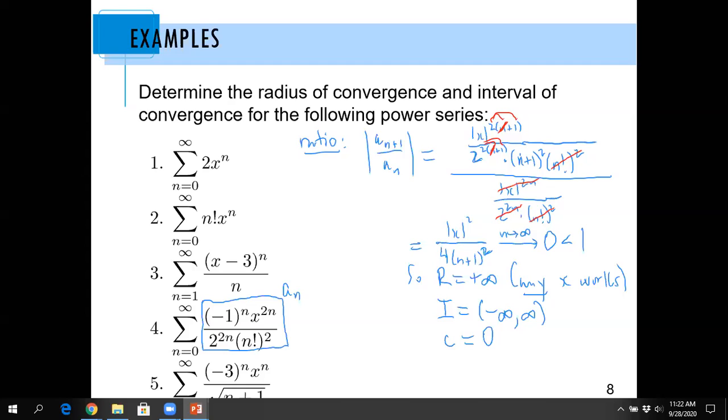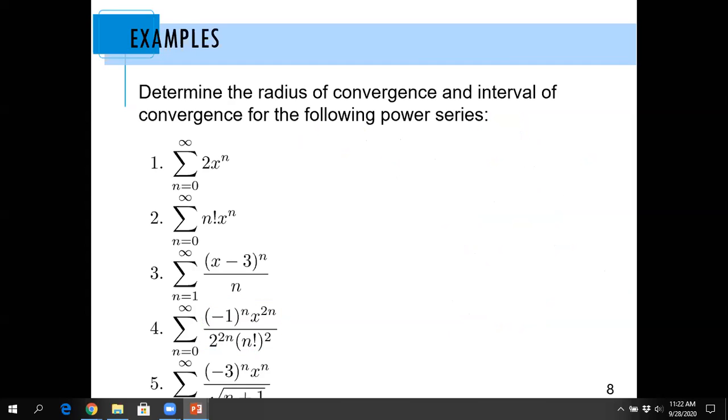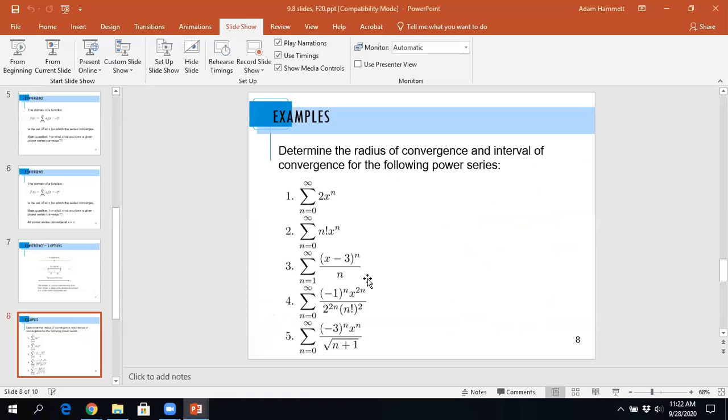So let's do this next one right here. This thing is a little bit messed up because it's cut off on the bottom here. So let me escape out of that so you can see it better. Okay. So -3 to the n, x to the n is starting from 0 and going to infinity, and you have the square root of n plus 1 at the bottom.